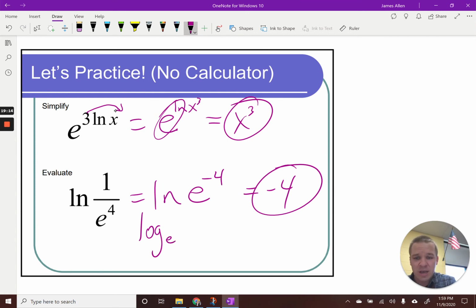Natural log is log base e of e to the -4th. And now we can see once again this situation going on here where it's a log base of that same base. The argument is equal to the base. They end up going away, right? And we're just left with -4, right? Because log base e of e is just 1. And that -4 could have been brought out as a coefficient. Moving on.